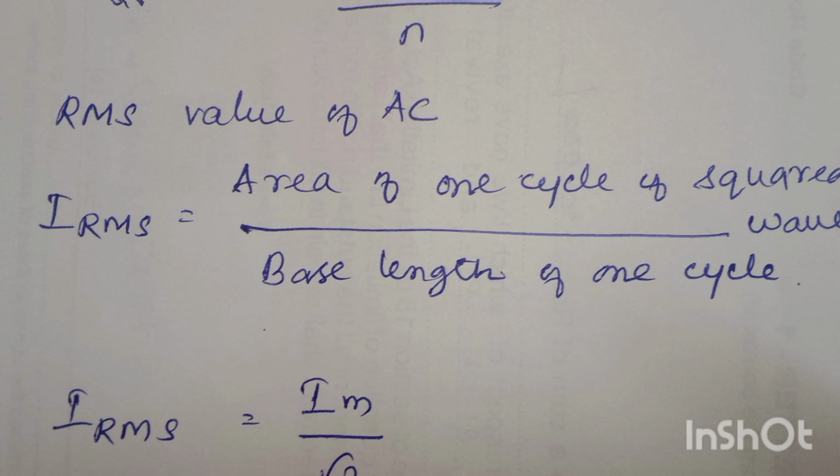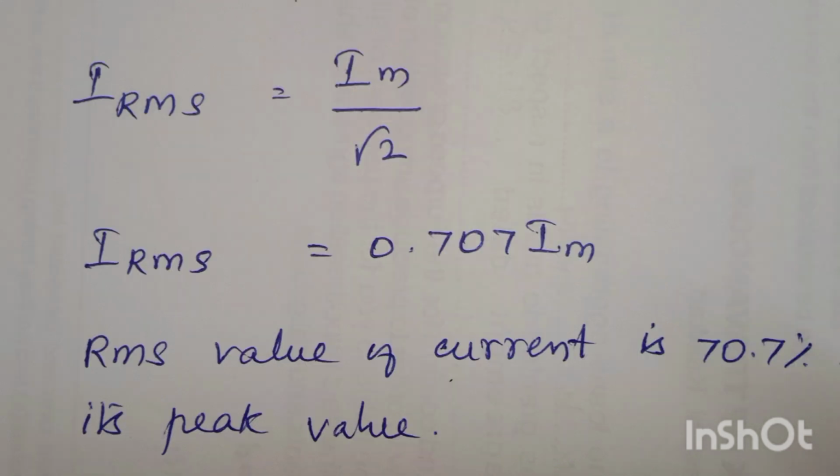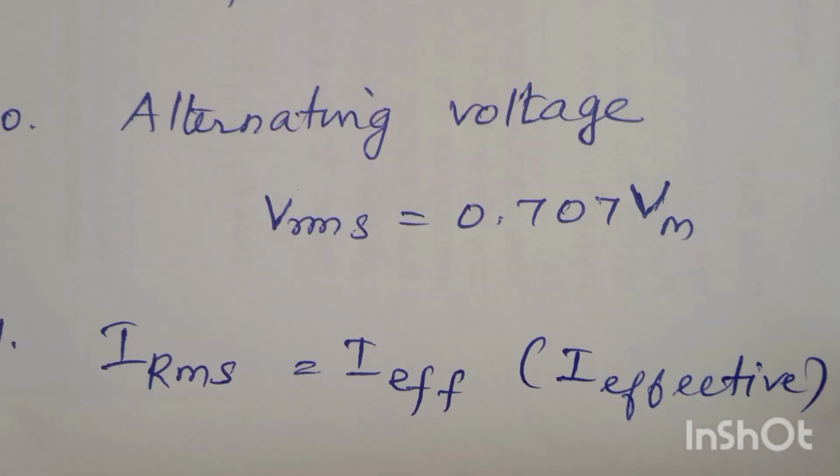RMS value of alternating current IRMS is equal to area of one cycle of squared wave divided by base length of one cycle. IRMS is equal to Im by root 2. IRMS is equal to 0.707 Im. RMS value of current is equal to 70.7% of its peak value. Alternating voltage VRMS is equal to 0.707 Vm. IRMS is equal to I effective.